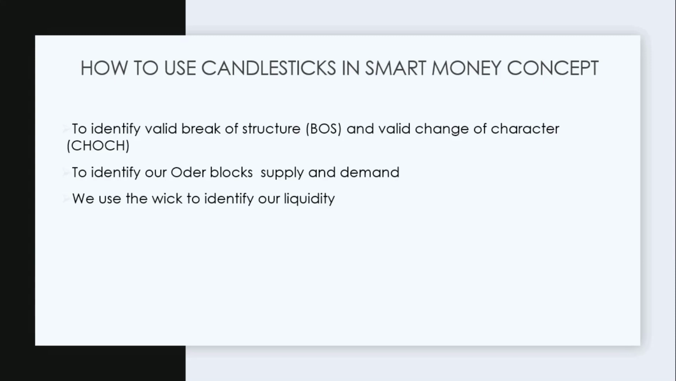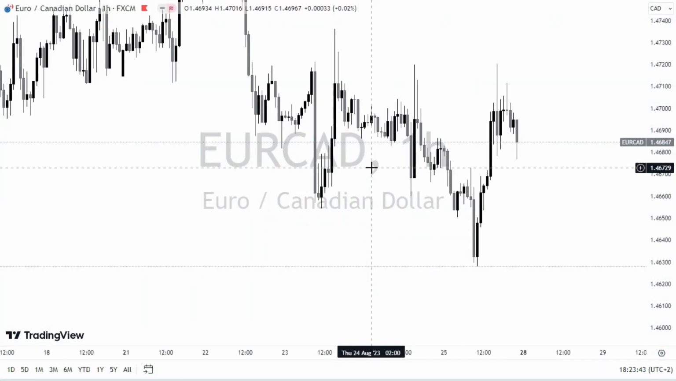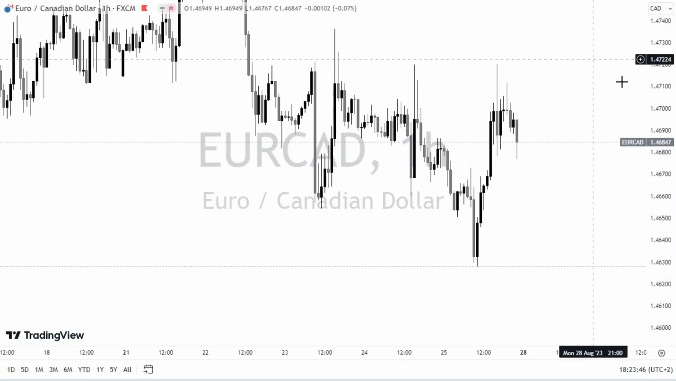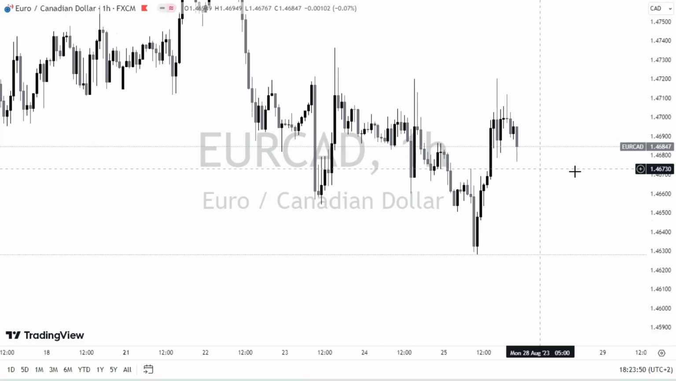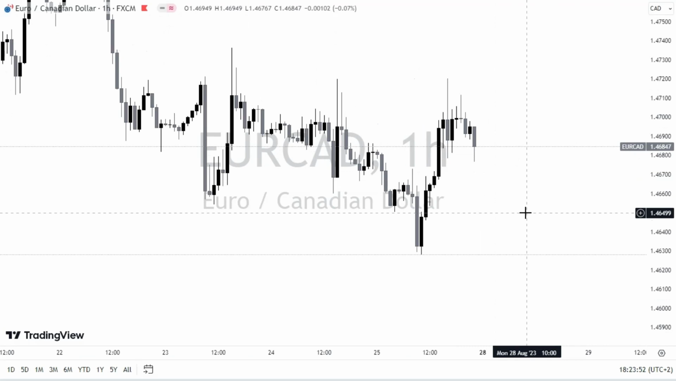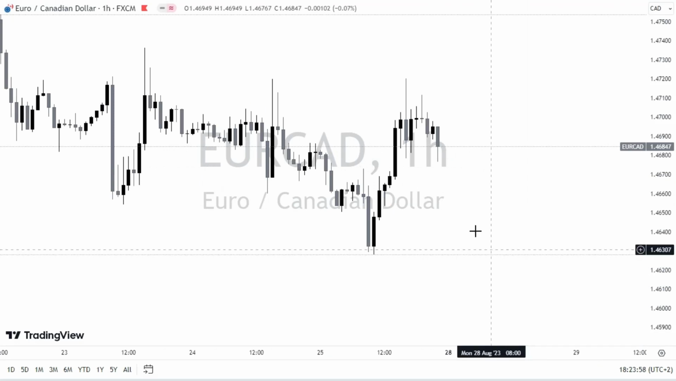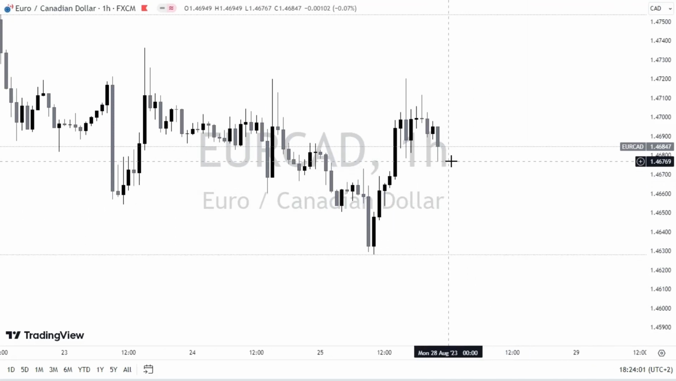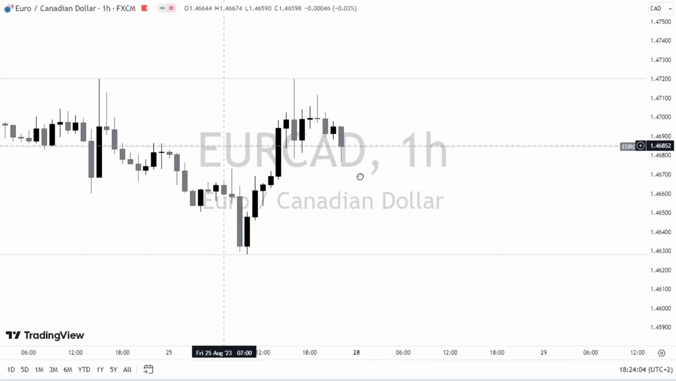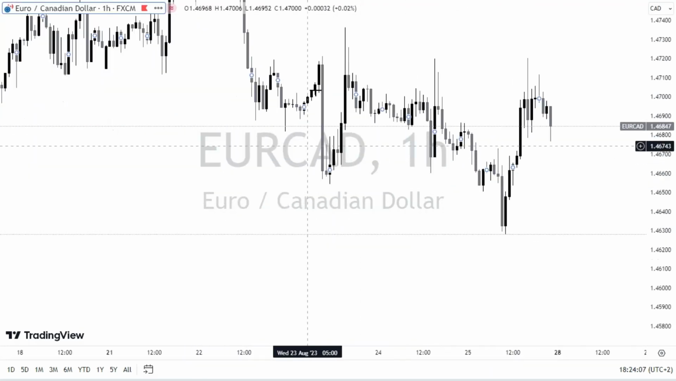So guys, we are going to dive into the chart and show you more of what we've talked about, to make it easier for you to understand. Okay, this is the chart. First of all, let's identify our candlesticks. The chart is not live right now because the market is closed on Sunday. So let's get to it and show you guys.